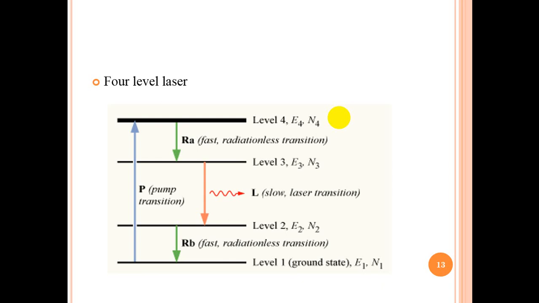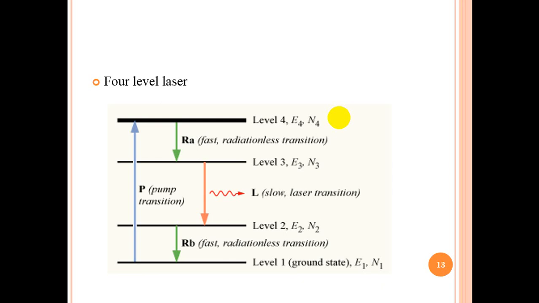Thus, the number of atoms in E3 exceeds the number of atoms in E2. The population inversion is achieved between E3 and E2. So, the lasing action takes place between E3 and E2 by stimulated emission. The atoms from energy state E2 get de-excited to E1 and the atoms from E1 are again pumped to E4. Also, there are some advantages of a 4-level laser over a 3-level laser.